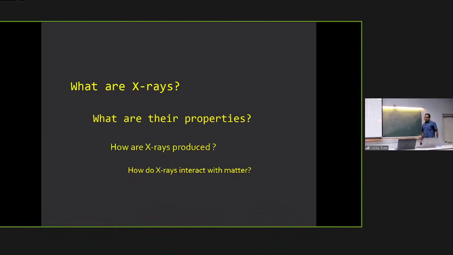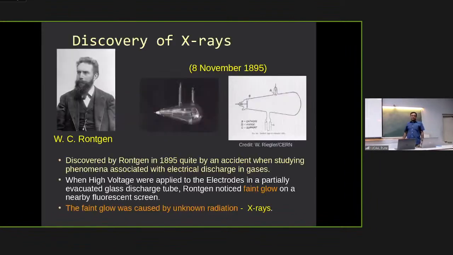So we will walk through the basic questions. For example, what are X-rays? Many of you would already know, but for the sake of completeness, I'll cover these things. What are their properties? How are X-rays produced, particularly in the astronomical context? And how do X-rays interact with matter? These are some of the important questions to know about the basics of X-ray astronomy.